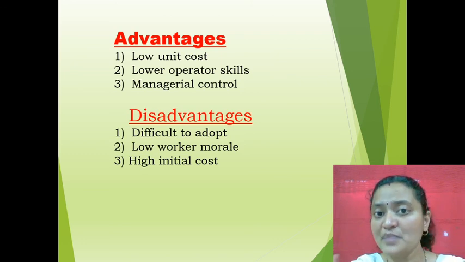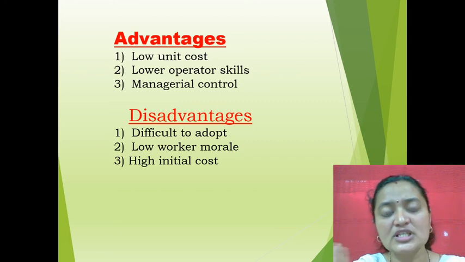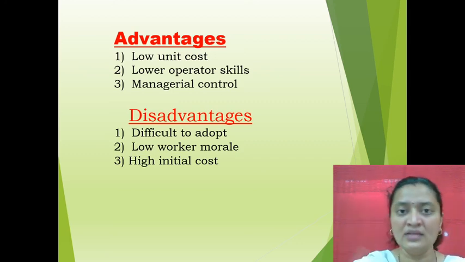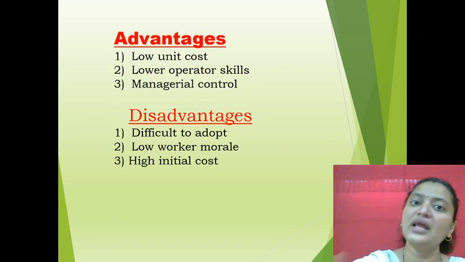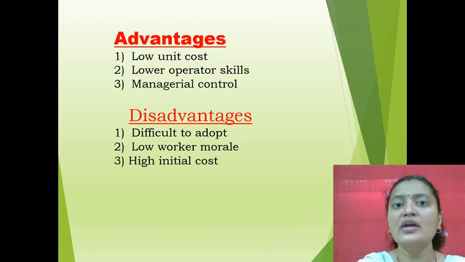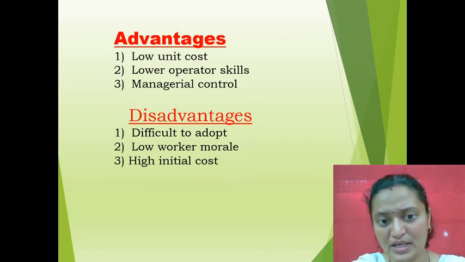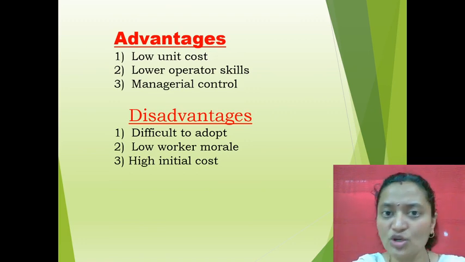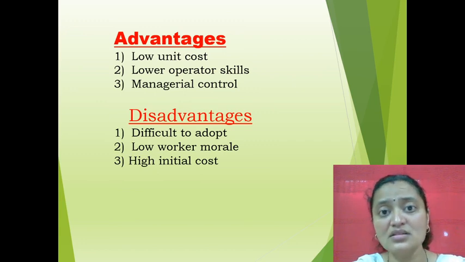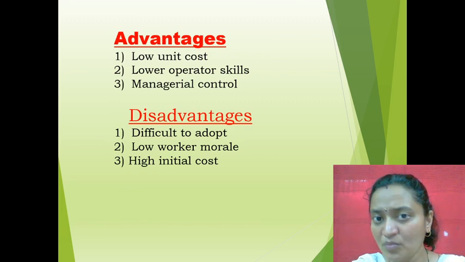The next one was managerial control, in that planning and controlling. First of all, before undertaking any task or activity, planning has to be done, and only after planning comes the controlling. If any kind of mistake or error takes place, proper controlling has to be done. And the disadvantages were that this method is very difficult to adopt, because it is a continuous flow of production, and lower worker morale.